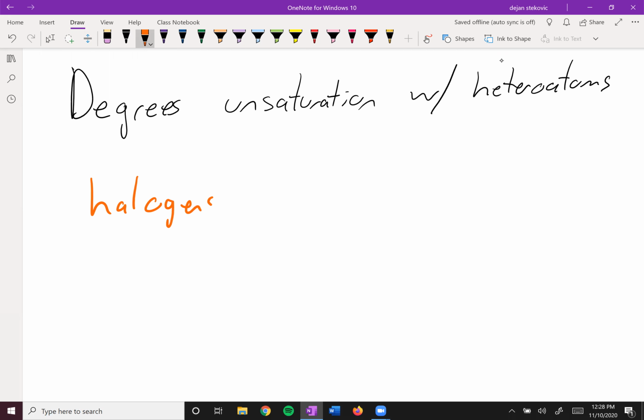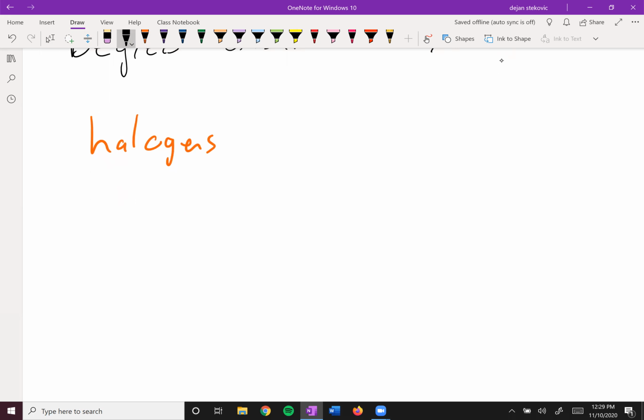So first off, we've got halogens. And so if we think about propane, this has 8 hydrogens. And then what if we substitute one of these hydrogens with a halogen? Now we're with one less hydrogen, right? This only has 7 H's, and so halogens will reduce the number of hydrogens expected.